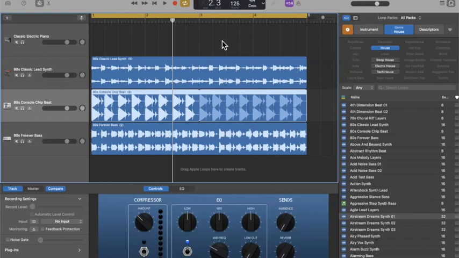So this is the reason why the speed for a very typical house or dance music is usually around this tempo or BPM, and that's a lot different than what you would probably expect from other genres.